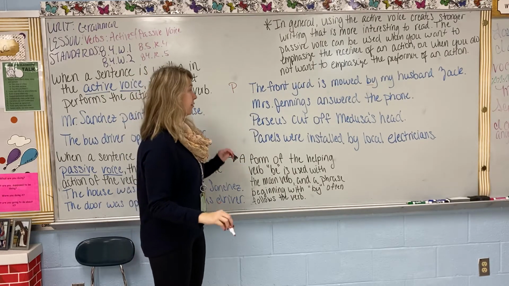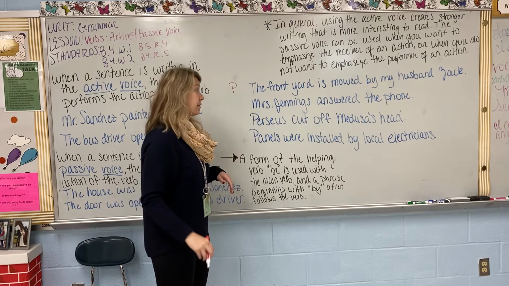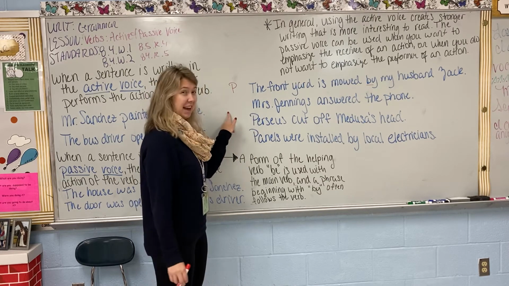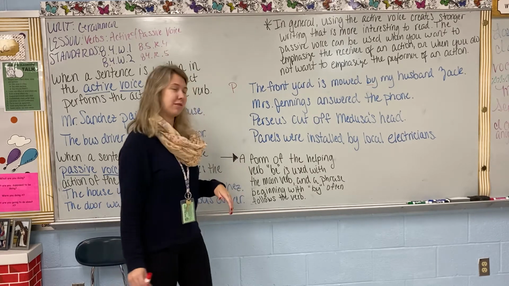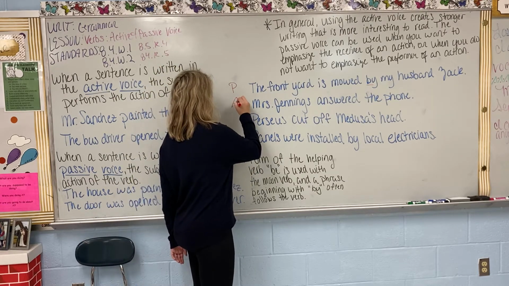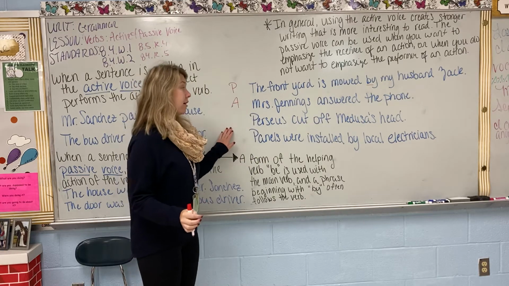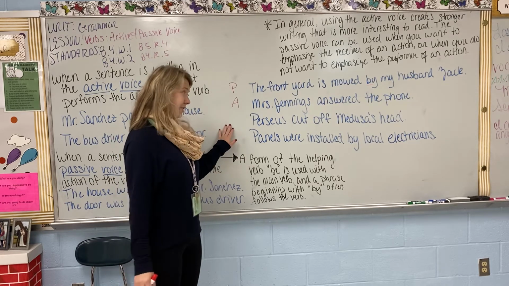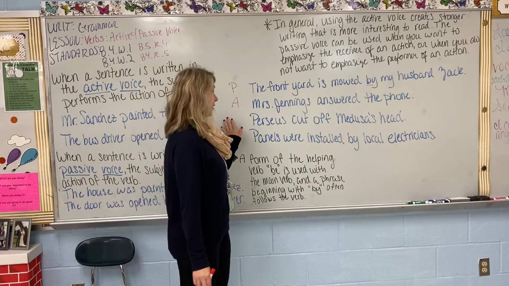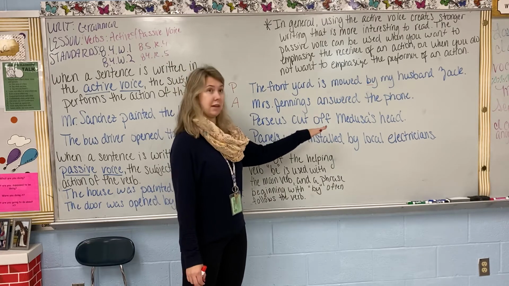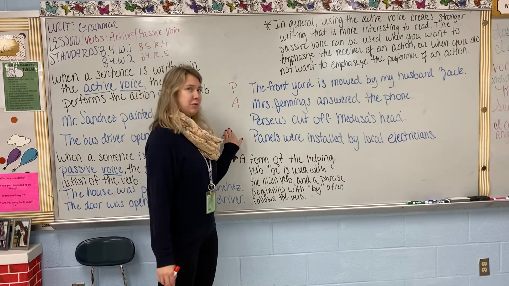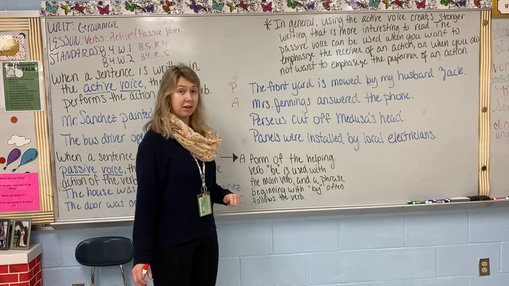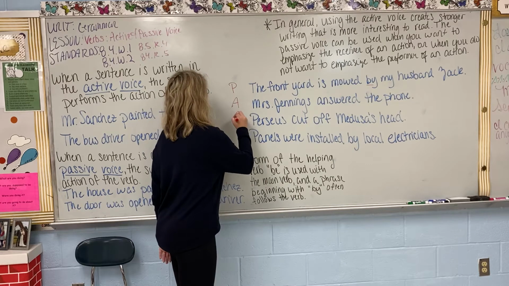Mrs. Jennings answered the phone. Mrs. Jennings is our subject. She did the answering of the phone, therefore that is active. The subject is performing the verb. So we'll write an A for active. Perseus cut off Medusa's head. So that's in mythology. Perseus is our subject, and he was the character who was doing the cutting off of Medusa's head. So our subject is performing the verb. Again, that follows the rule for active voice.